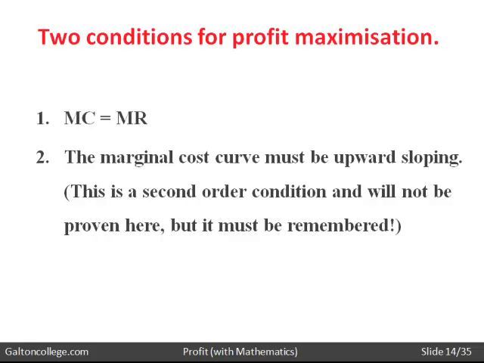The second order condition tells the person whether the figure calculated was a maximum or a minimum. Because if you work out a minimum, you minimize costs in the same way as you would maximize costs. Marginal revenue equals marginal cost. So we need a second order condition. And the second order condition here is that the marginal cost curve must be upward sloping. As I said, I'm not going to prove it here, but it must be remembered. And it will crop up in other videos on this topic.